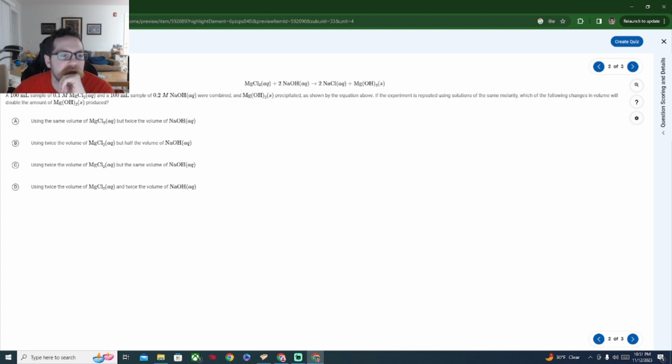Here, a 100 milliliter sample of 0.1 and a 100 milliliter sample of 0.2 were combined, precipitation. The experiment is repeated using solutions of the same molarity. Which of the following changes in volume will double the amount of magnesium hydroxide produced? Okay, same molarity, meaning it's a 1-to-1 ratio. If you want to double the amount that's produced, right? Double the volume of both if they're the same molarity. If you were going with this and you want to double the amount that's made, right?